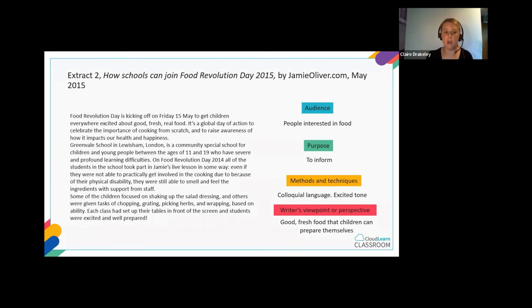Children here are involved. They are preparing their own food. They're not kept locked away from it. They're not stealing it in the middle of the night. It isn't stale bread with a scrape of jam. It's good, fresh food. Very, very different. Well done, everyone, for spotting that one.